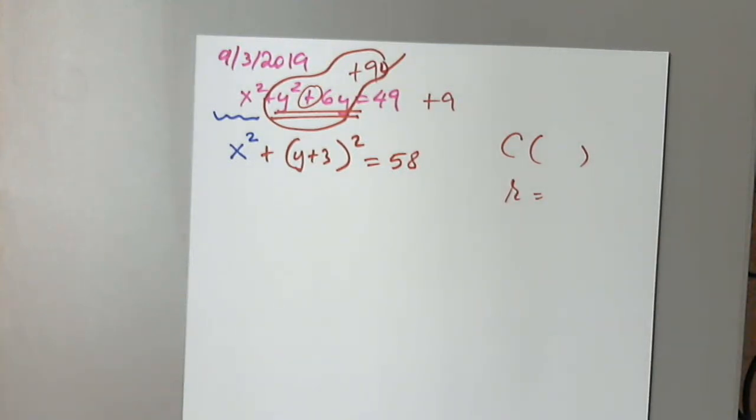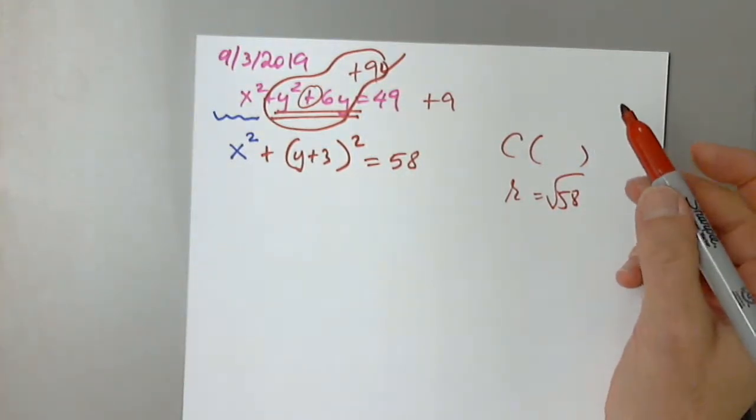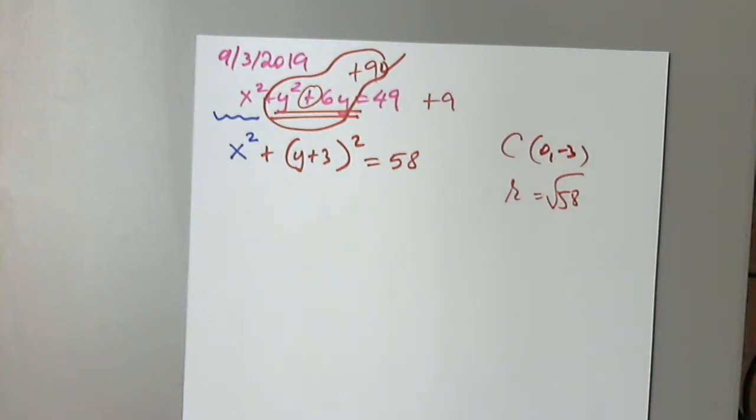And if you want to graph it, it would be somewhat difficult because of the square root of 58. So the radius is the square root of 58, and the center is? 0, minus 3. Very good. Do you all agree with 0, -3? Everyone? Okay, perfect. Thank you.